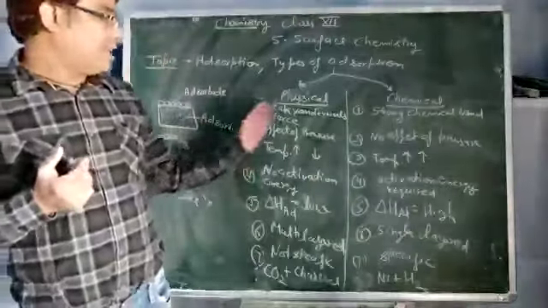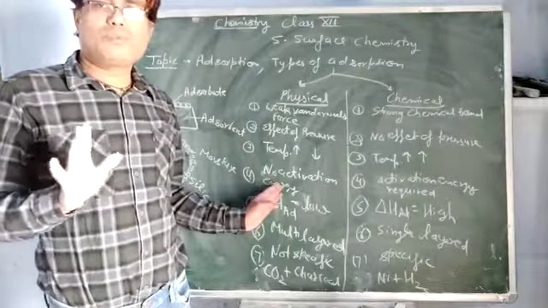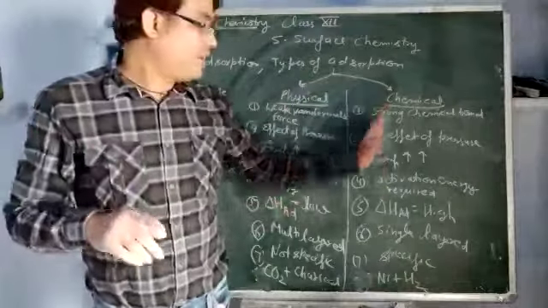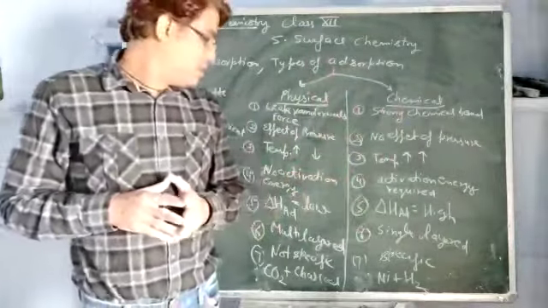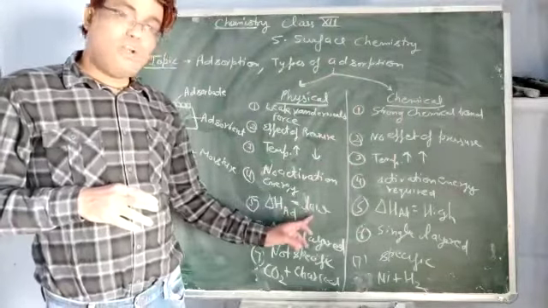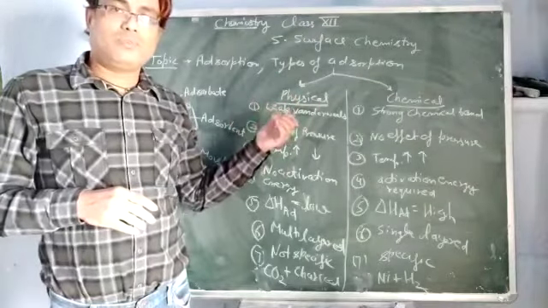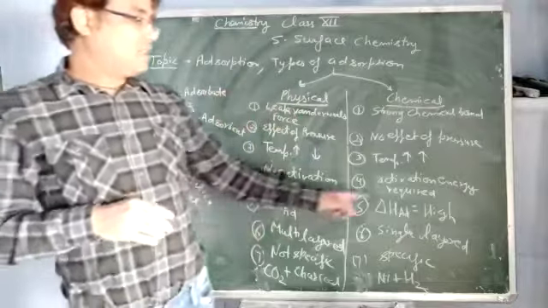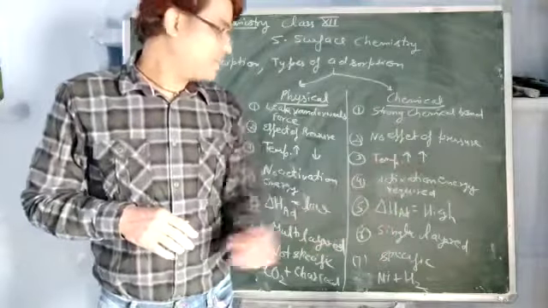Now next, in physical adsorption there is no need of activation energy, because no bond is formed here. But there is a requirement of activation energy in chemical adsorption, as a chemical bond is formed there. Now next point, the enthalpy of adsorption is low in physical adsorption, as there is weak van der Waals force of attraction between adsorbate and adsorbent. But the heat of adsorption or enthalpy of adsorption is high in chemical adsorption.